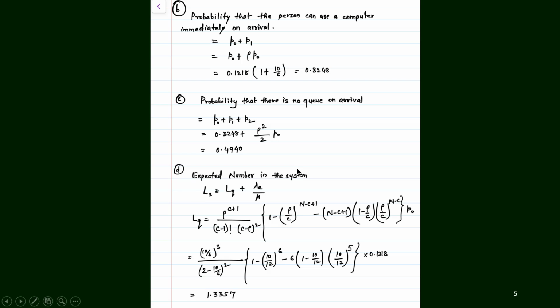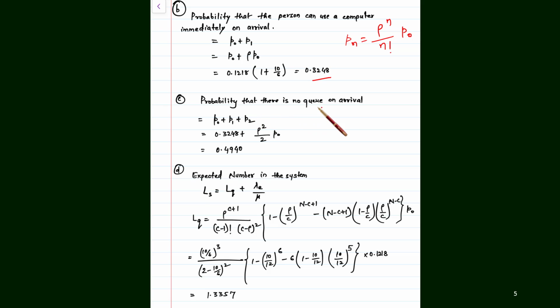Second is the probability that a person can use a computer immediately on arrival. One person is coming and he finds a computer. When is it possible? There are two chances: either there is no customer, so P naught, or there is one customer, so one computer will be free, so P naught plus P1. We have to calculate that, and for P1 we know the Pn formula already, rho to the power n by factorial n into P naught. So put it there.